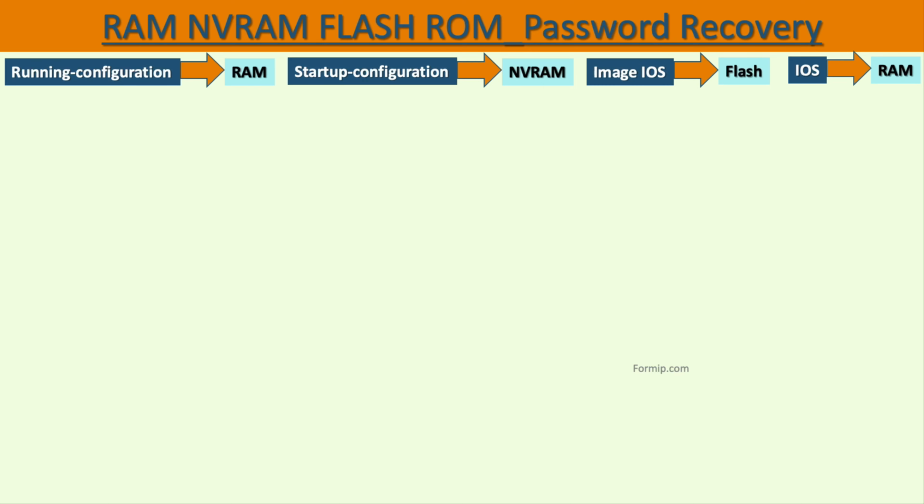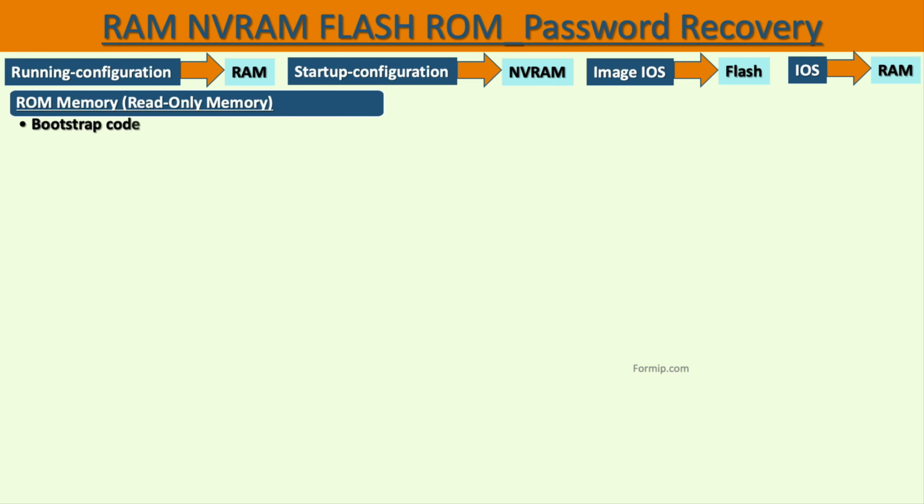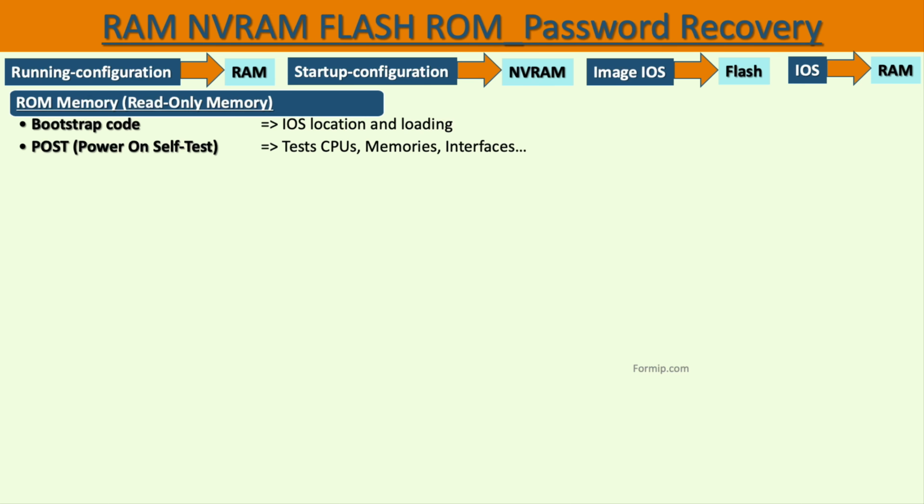Apart from these memories, a router or switch also has a ROM memory in which several elements are stored. We have the bootstrap code that allows us to initialize the processor and load the IOS. We have the POST, which tests all the main elements, such as the CPU, the memories, or the interfaces. And we have the ROMmon, which is a very simple operating system used for troubleshooting and to recover a lost password. For example, if the bootstrap code can't locate the IOS, the switch or router will switch to ROMmon mode. It can be compared to the safe mode of Windows.